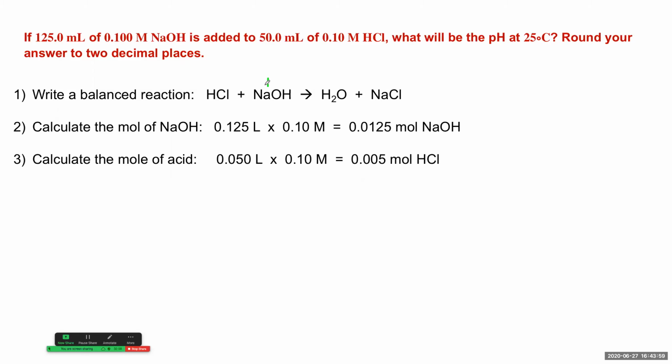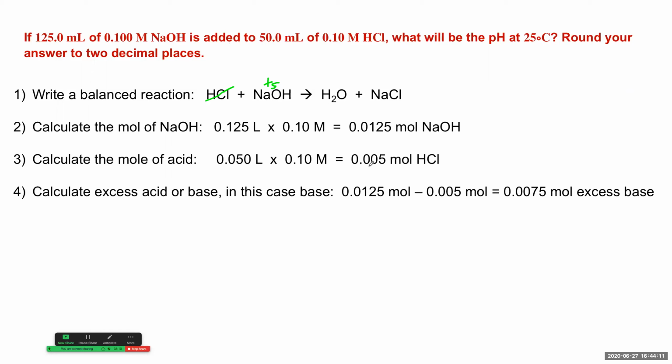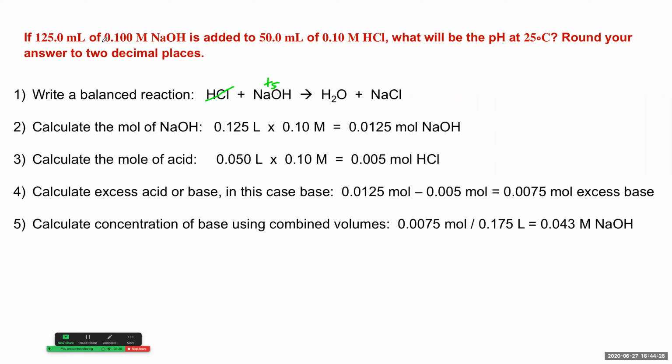So in this case, in our reaction, we have excess NaOH. I'll put excess up here. Excess NaOH. So the HCl is going to go away, and we're going to have a little bit of excess NaOH. So how much excess? We can calculate that. It's 0.0125 moles minus 0.005 moles, which gives us 0.0075 moles of excess base. We can divide that by the combined volumes, which are 175 mL, or 0.175 liters. So the concentration of our NaOH becomes 0.043 molar.